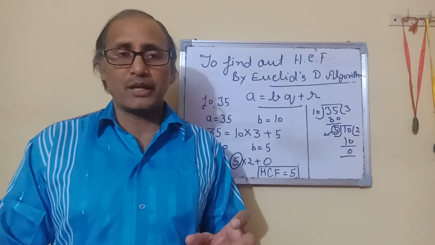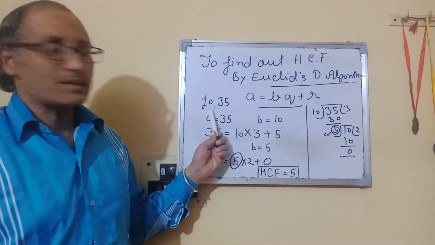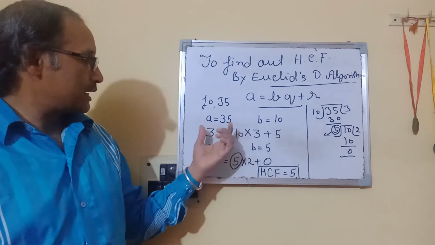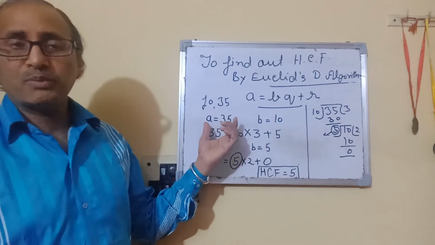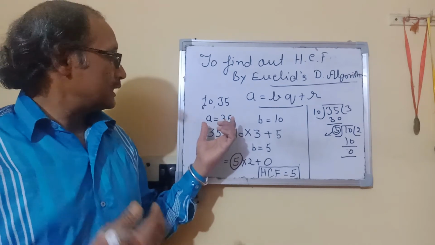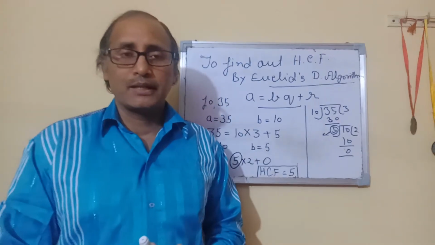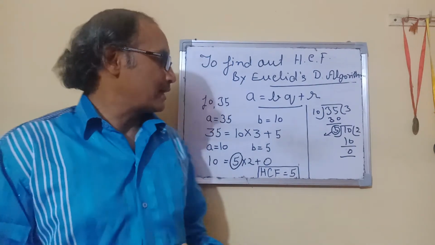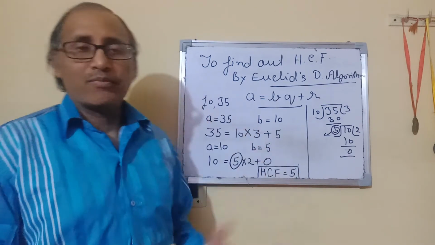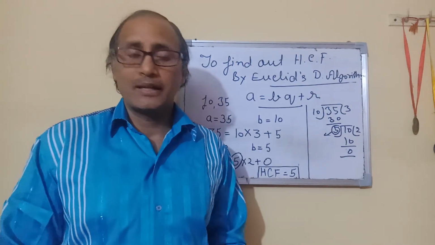First we have to take the greater of the two numbers. Here you can see that 35 is the greater number. It is taken equal to A. It means it can be considered as the dividend. And the smaller number 10 can be taken as the divisor. Now we have to divide this 35 by 10 and we will try to get the remainder.